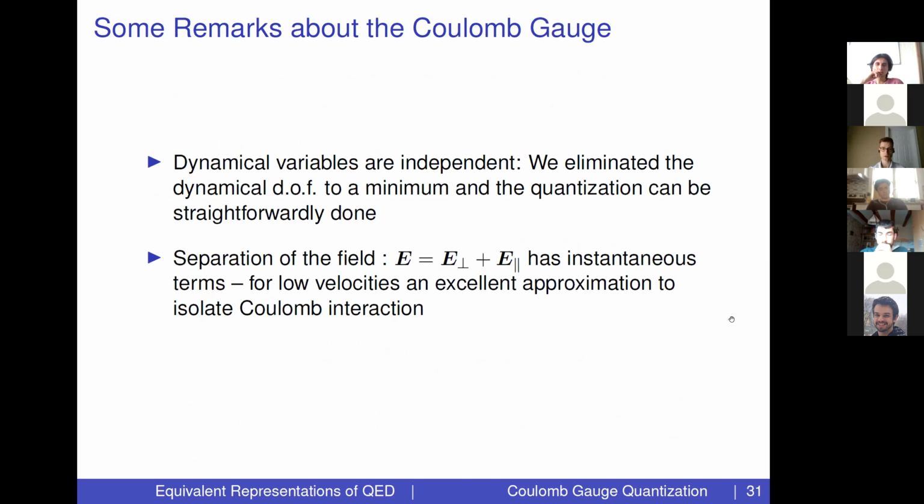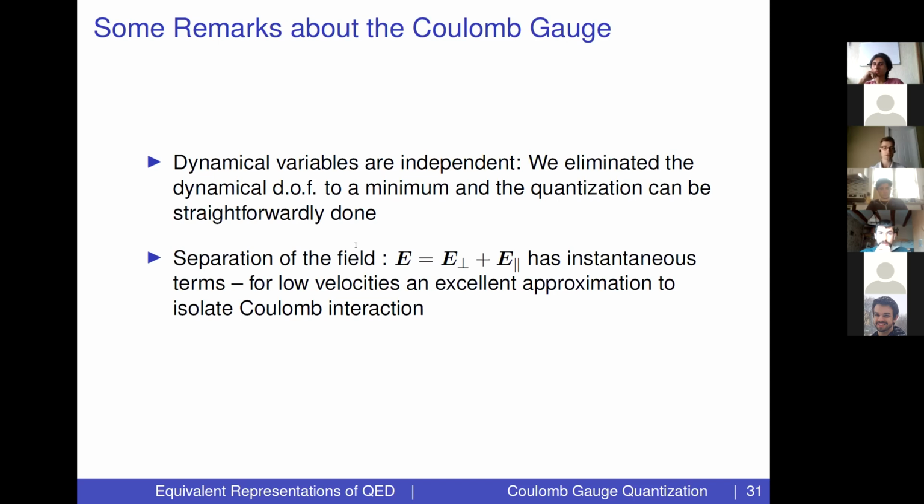So now a couple of remarks about the Coulomb gauge, that all our dynamical variables are now independent. So that means we eliminated all of the other variables to a minimum. We only have 4 degrees of freedom now, and the quantization can be done in a very straightforward way. There are other choices, of course, and we will discuss this in a little bit.